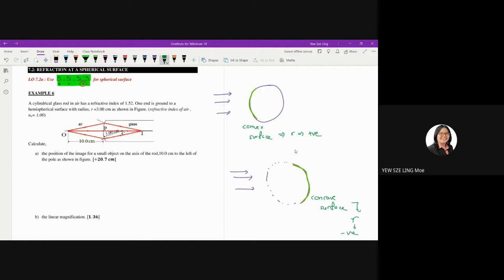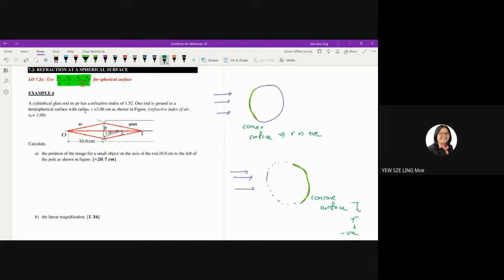So that is how we determine whether the radius given is a positive or a negative value, by looking at the surface. If it is the outer surface, then we have a positive r. If it is the inner surface, like the diagram on the right-hand side, then that one is a concave surface.